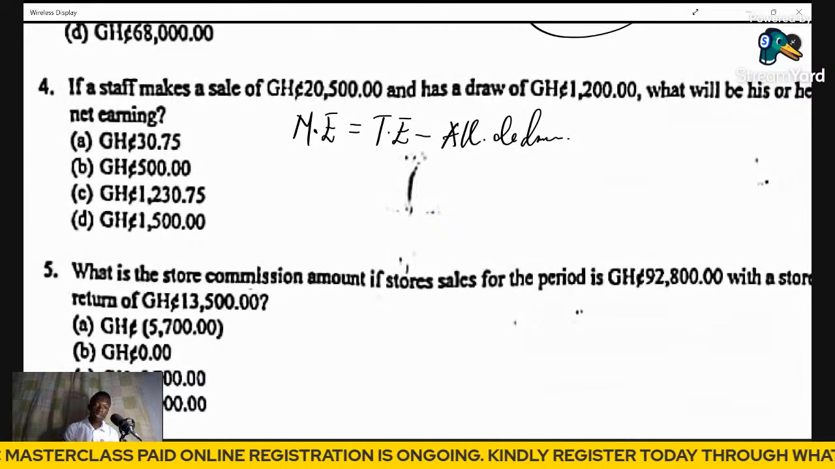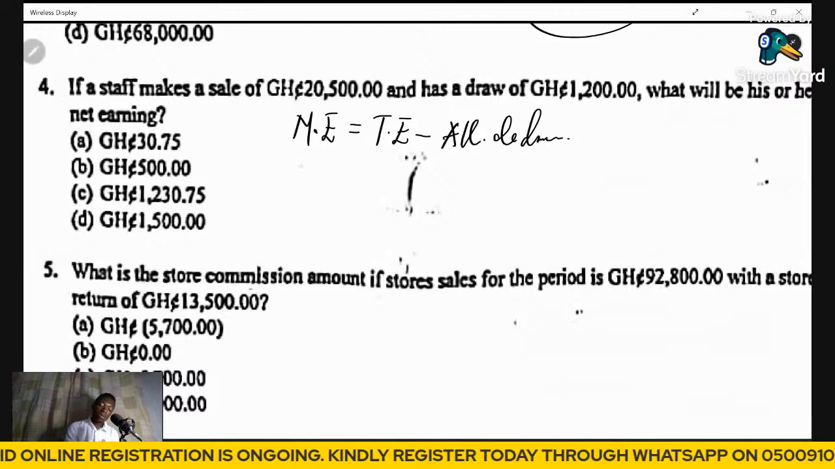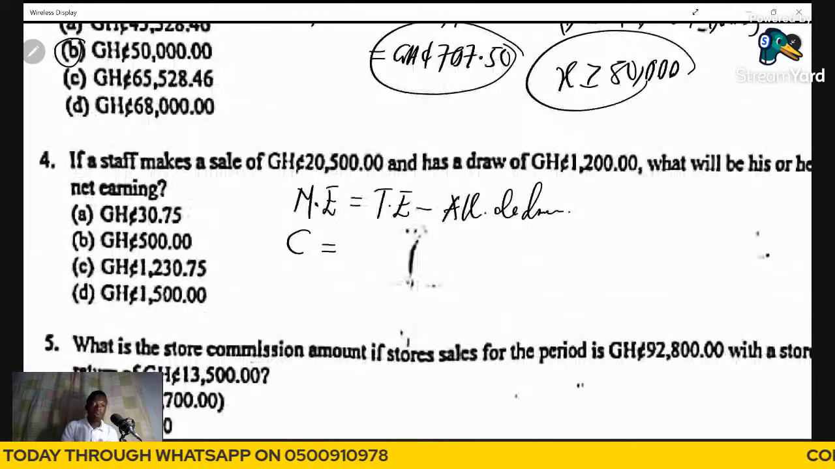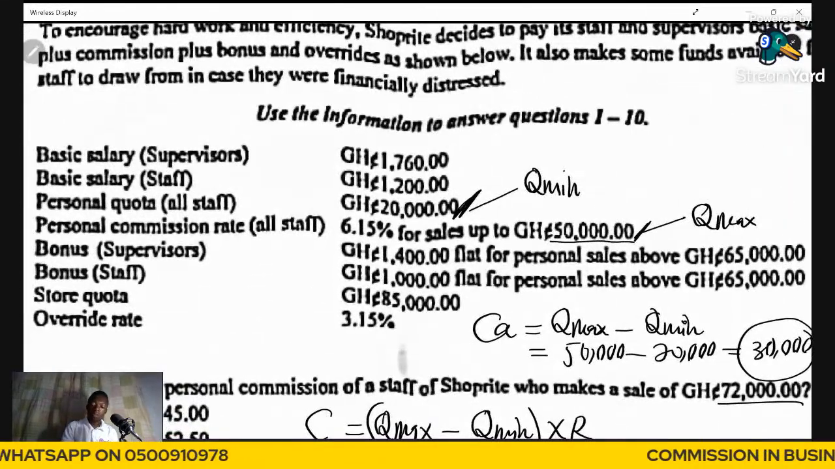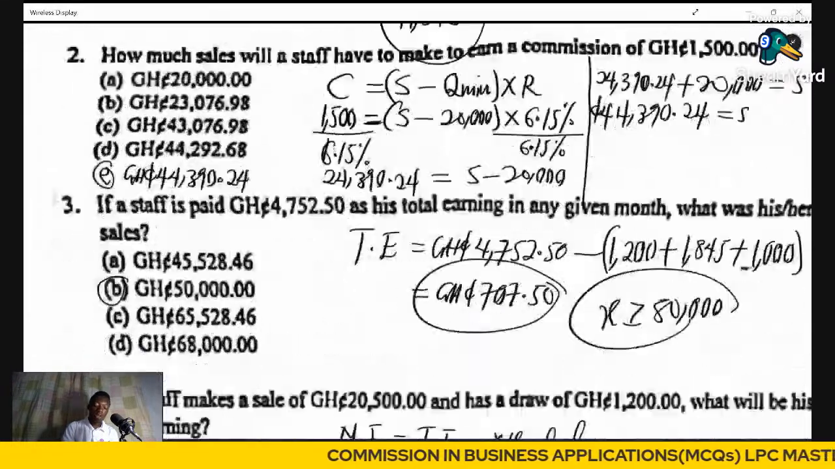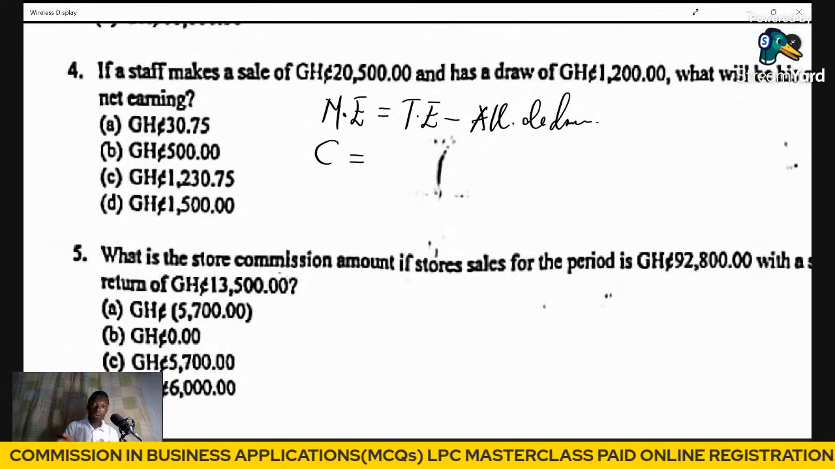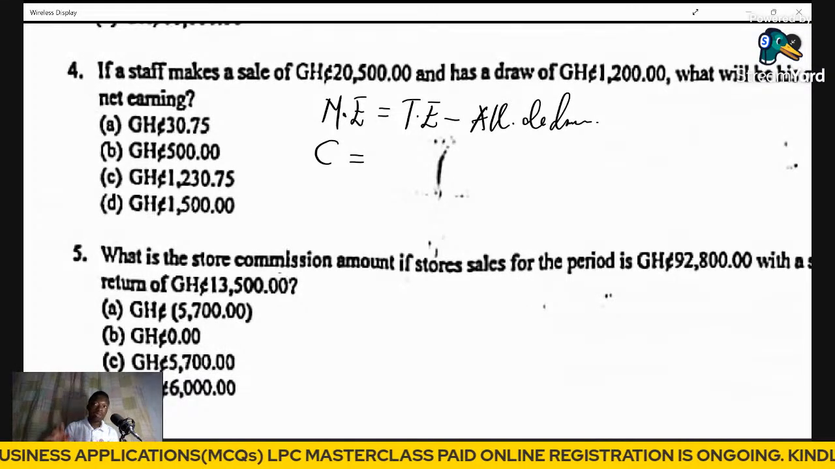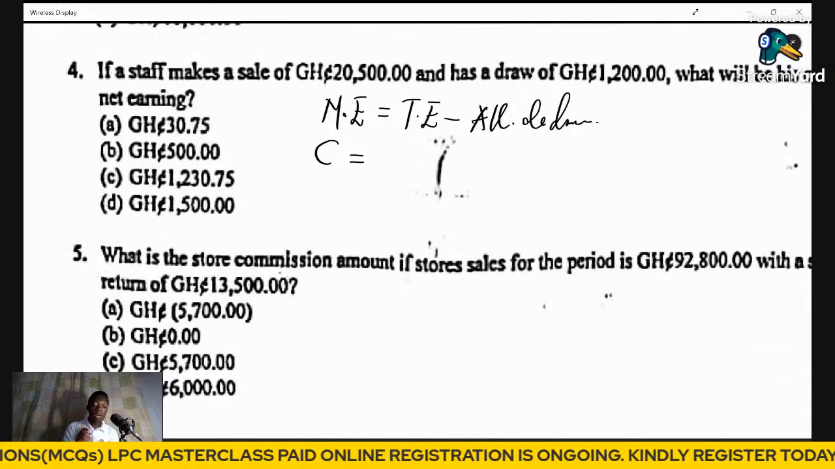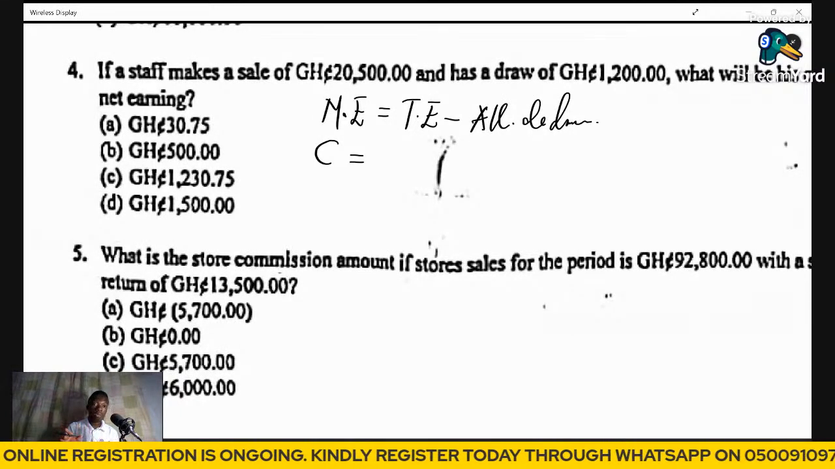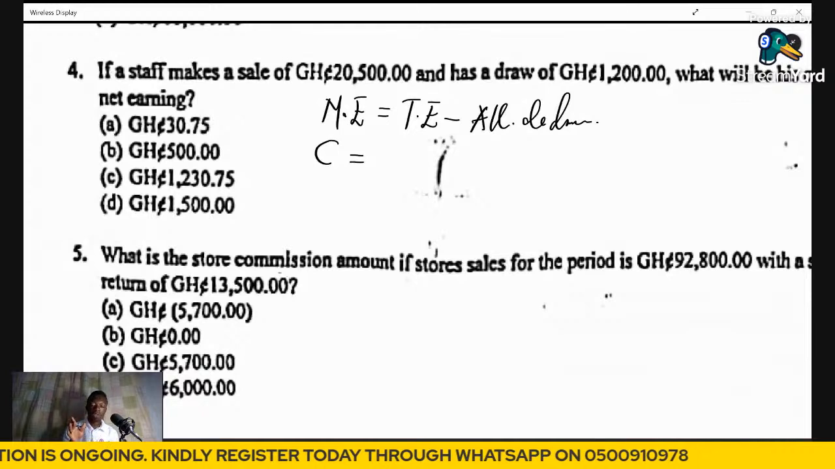So let's calculate the commission for this staff. Since the sale of this staff is 20,500, this is less than the maximum quota of 50,000. As such, to calculate the commission of this staff, we compare his sales against the minimum quota. While the sales of the staff is less than the maximum quota, we compare the sale of that staff to the minimum quota, right? So let's take note of that.